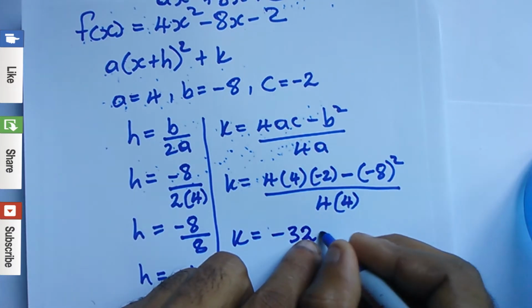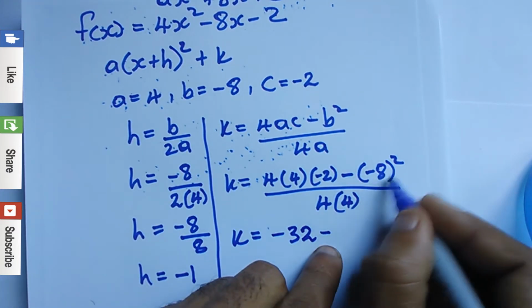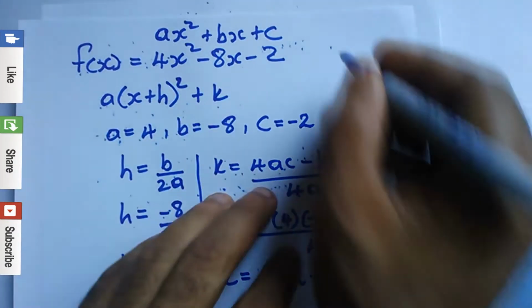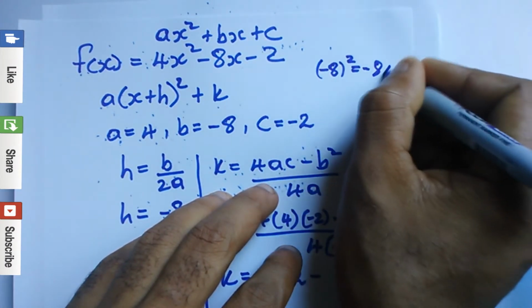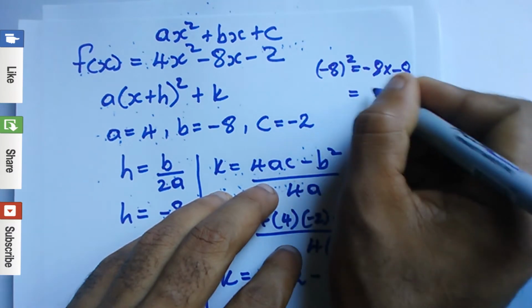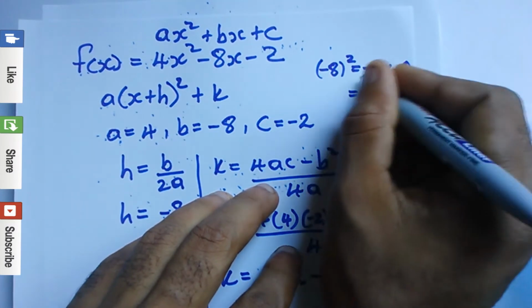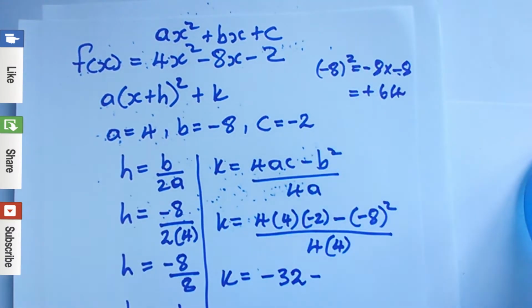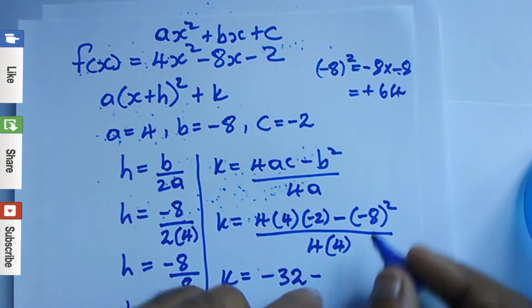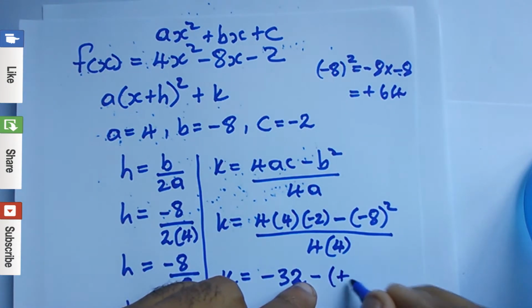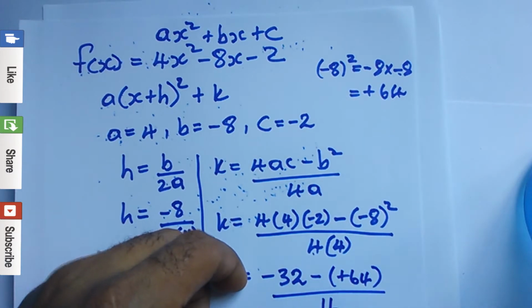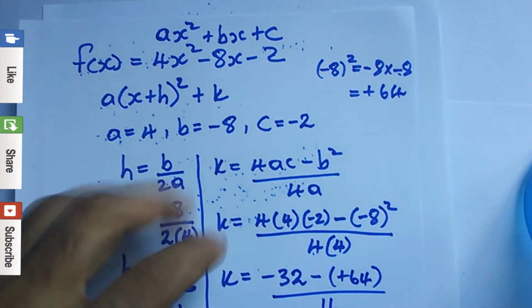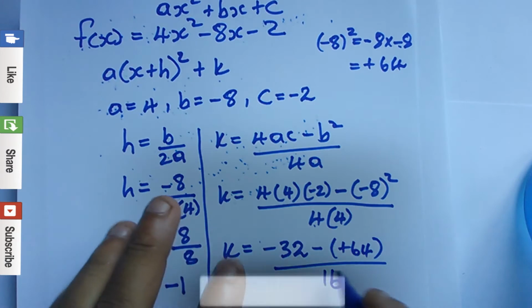Now remember we have a negative in front of the bracket here, so we're going to square this. Negative 8 squared is equal to negative 8 multiplied by negative 8. So it's positive 64, because negative times negative is positive. So we have positive 64 in the bracket here, all over 4 times 4, which is 16. So we can simplify this.